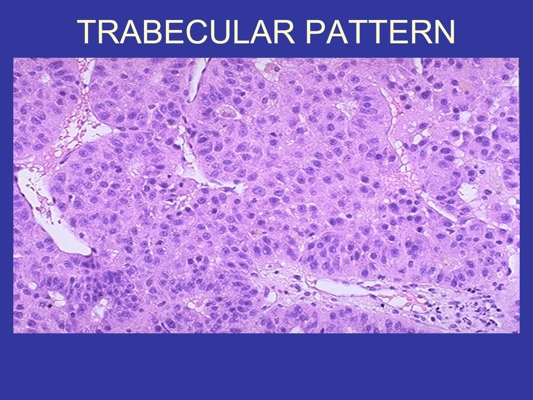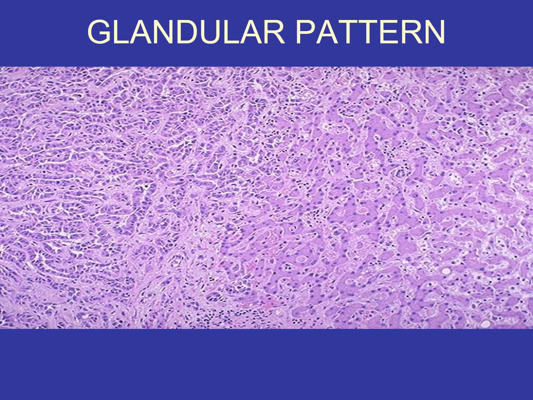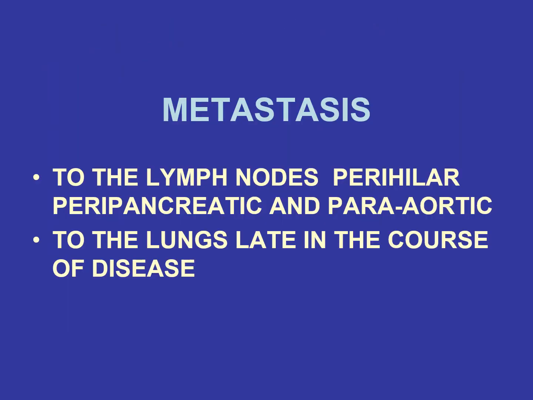This is the trabecular pattern, but the trabeculae what you are going to appreciate here are much thicker as compared to the normal trabeculae of the liver. The spaces here are the vascular spaces, vascular channels which can be seen in between these large trabeculae. The glandular pattern you can see here on the left side of this slide. These are the glandular structures formed. So these are the different histologies of the hepatocellular carcinoma.